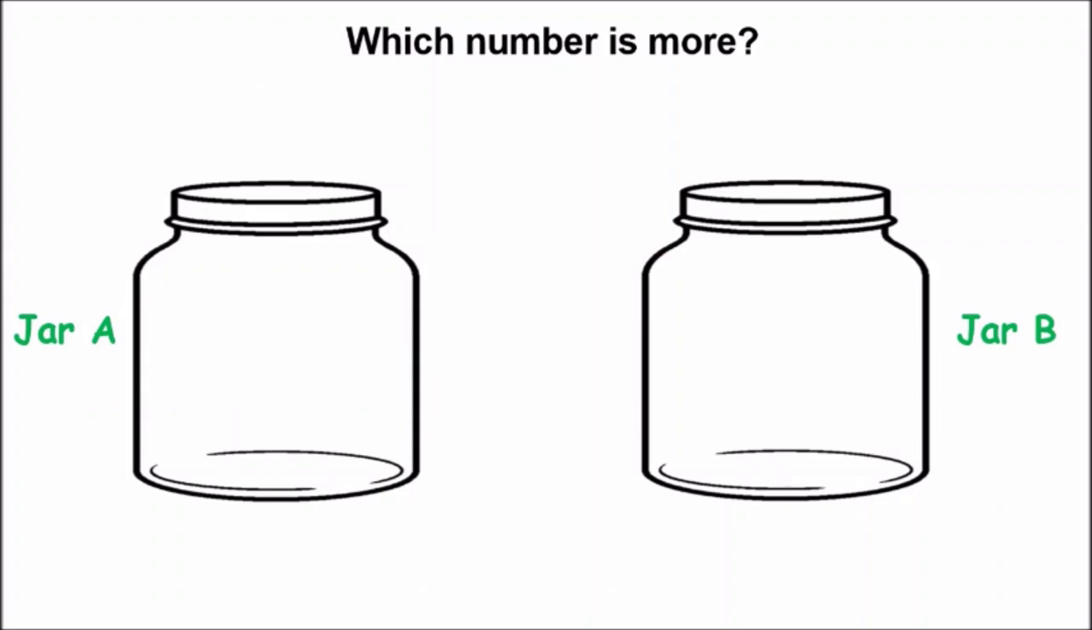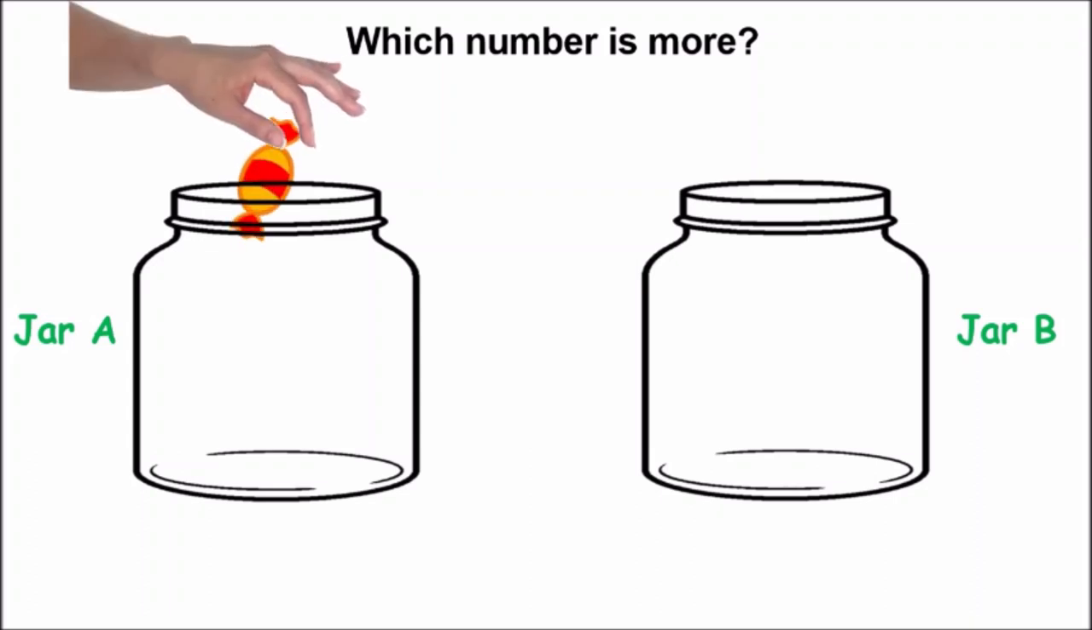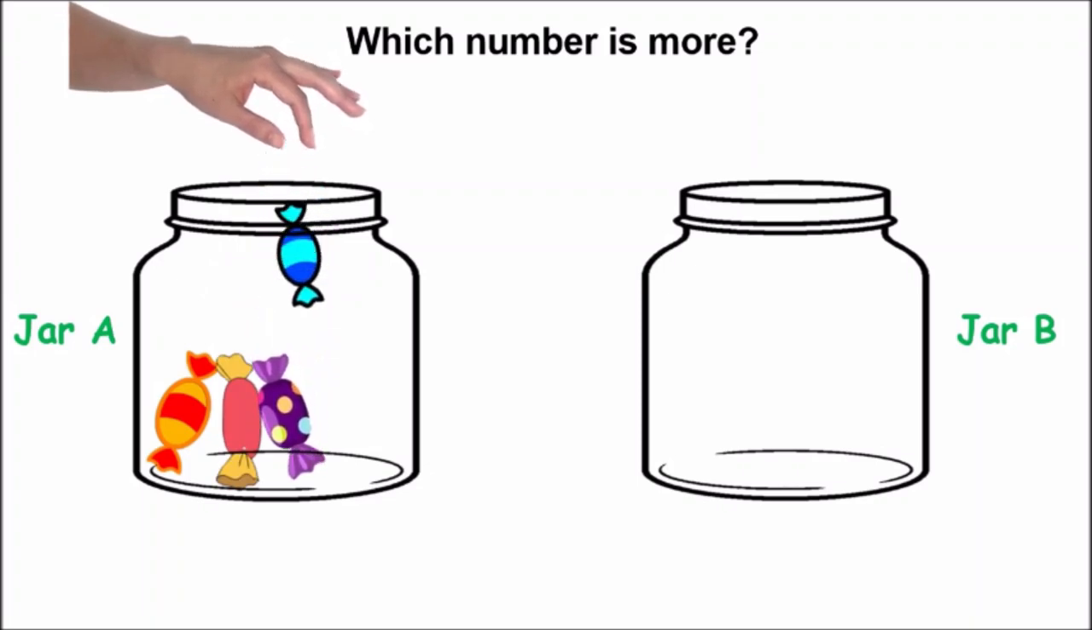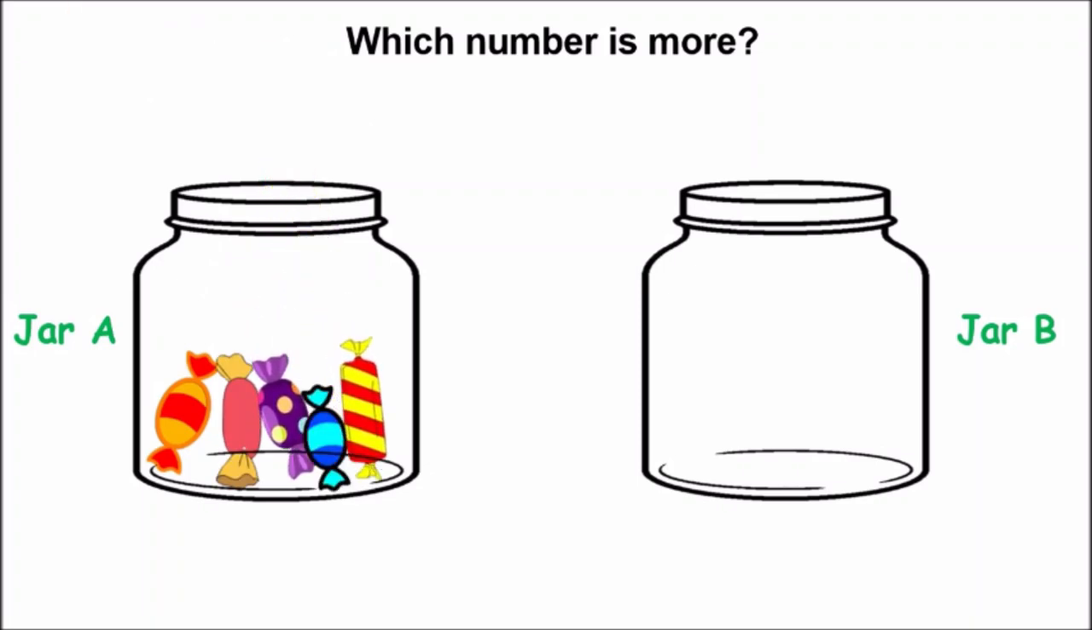Children, there are two jars. One is jar A and one is jar B. Now I'm going to put some toffees in jar A. So children, I've put some toffees in jar A. Now you have to count. How many toffees did I put in jar A? Count with me.